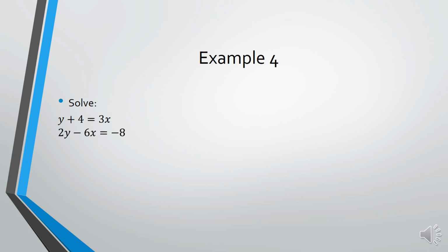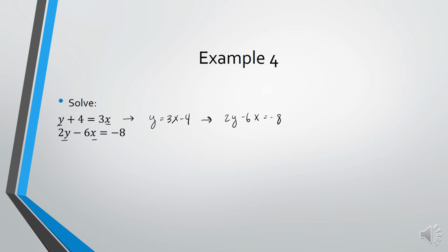Now let's look at y plus 4 equals 3x and 2y minus 6x equals -8. Just like we did before, figure out which variable is the easiest to solve for. So this y, this x, this y, or this x. Because there's no coefficient in front of that first y, I'm going to solve for y using that one. So y equals 3x minus 4. And what I'm going to do with that is I'm going to plug it into the other equation.